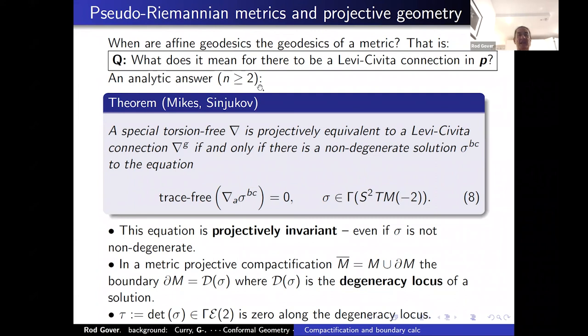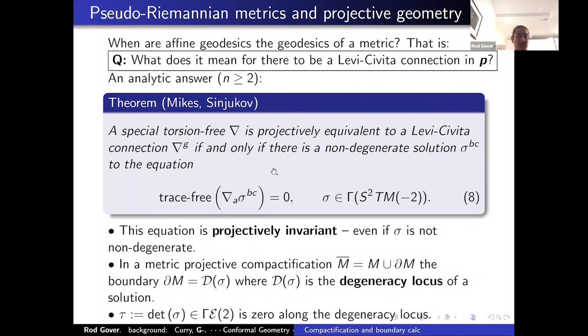An answer to this, in dimensions at least two, is this theorem of these guys. A torsion-free connection, so an affine connection, is projectively equivalent to a Levi-Civita connection if and only if you have a non-degenerate solution. This is a contravariant symmetric two-tensor, and it'll have a projective weight of minus two, in fact, which solves this equation. You take the affine derivative of that contravariant tensor and take the trace-free part. This is an overdetermined linear PDE, and it turns out it's projectively invariant. So if you have a non-degenerate solution to that, then there's a metric in your projective class.